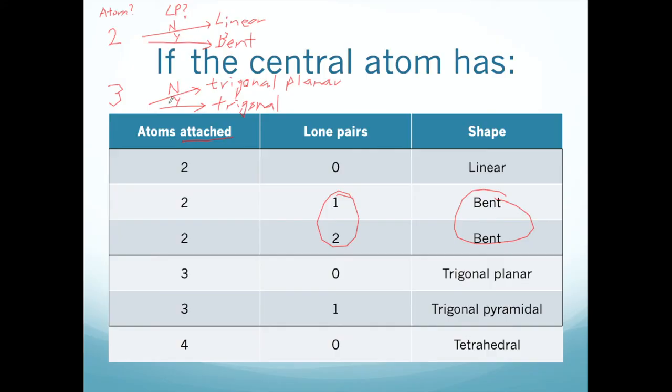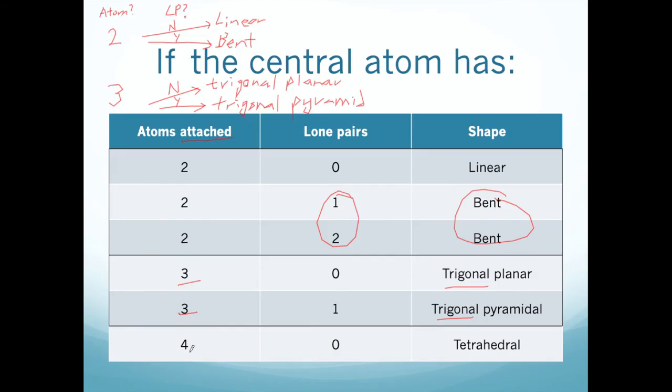However, as soon as you put a lone pair on that central atom, those other three atoms are pushed downwards away from it, turning it into a pyramid shape. Notice that, again, we have trigonal corresponding to the three atoms attached to our central atom. The number of lone pairs determines whether it's going to be flat or pyramid shaped.